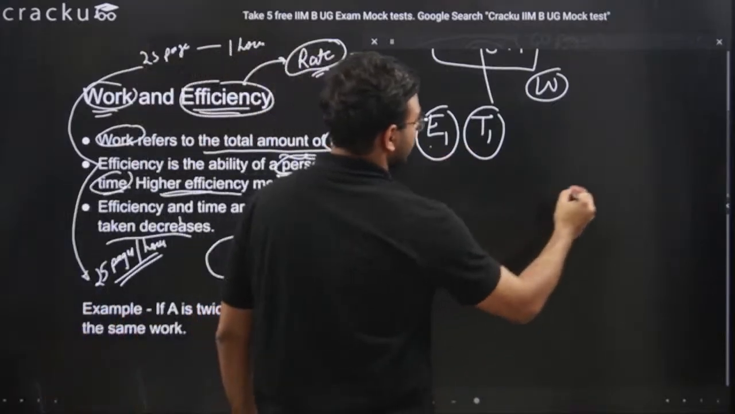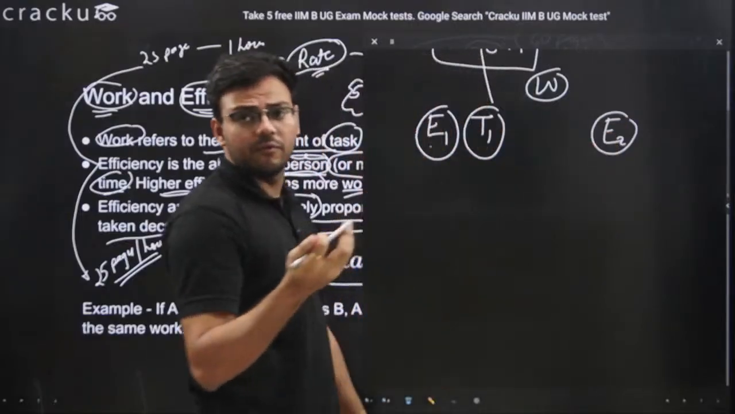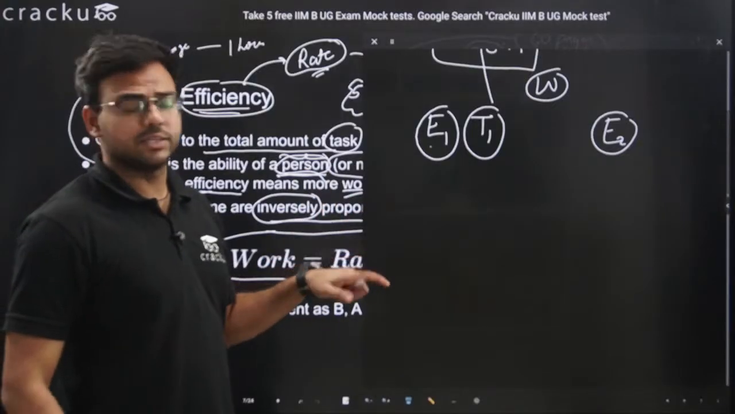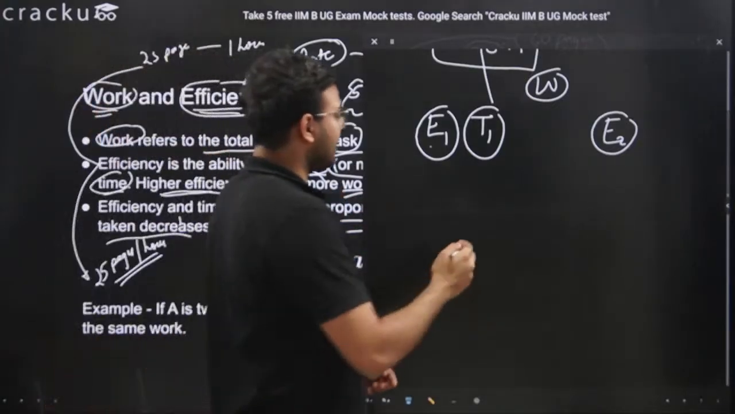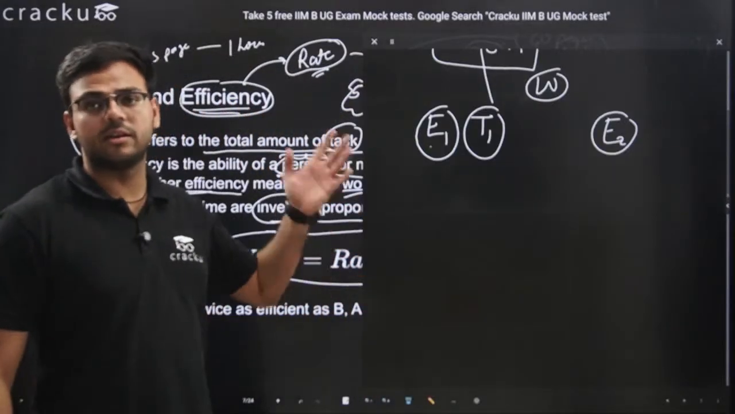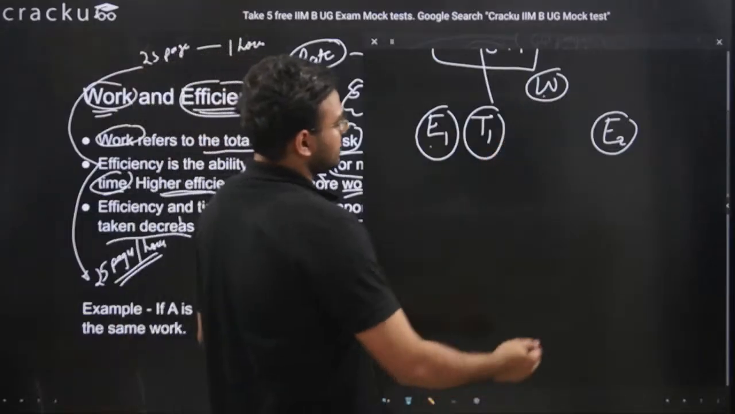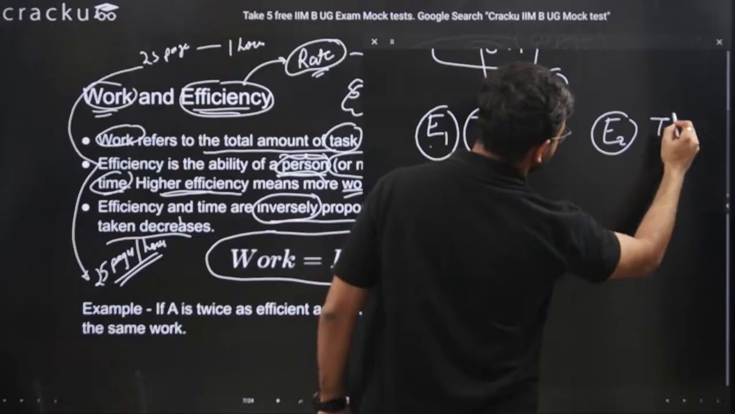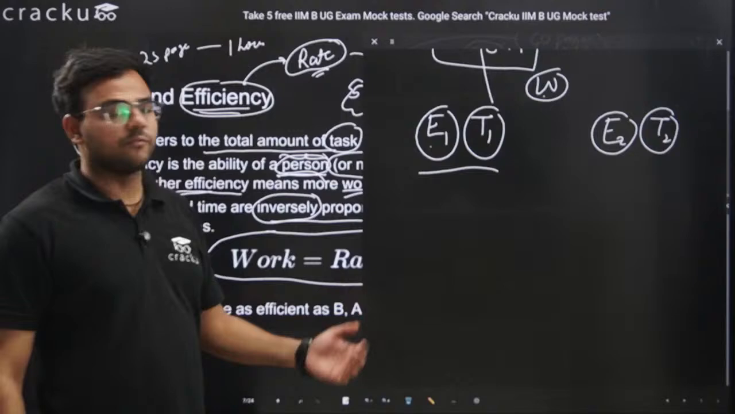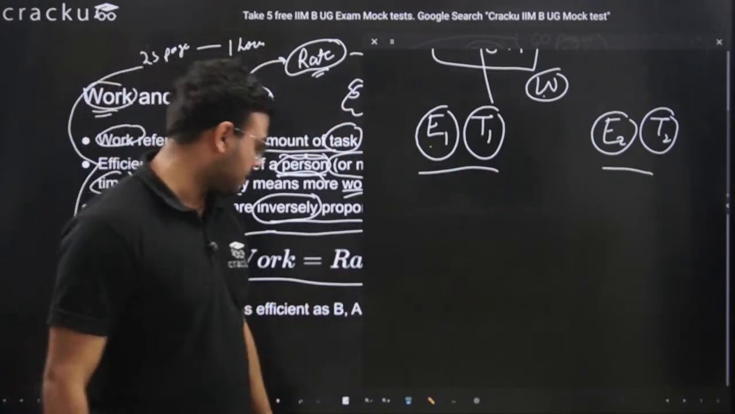For this same work, you are working at efficiency E2 in some other scenario. In some other case, you have either increased or decreased your efficiency. In that case, you won't take T1 time because your efficiency is not the same, and you're doing the same work. So time taken will be different. So let's say the time is T2. So in one case you're working at efficiency E1 for T1 time, and in the second case you're working at efficiency E2 in T2 time.